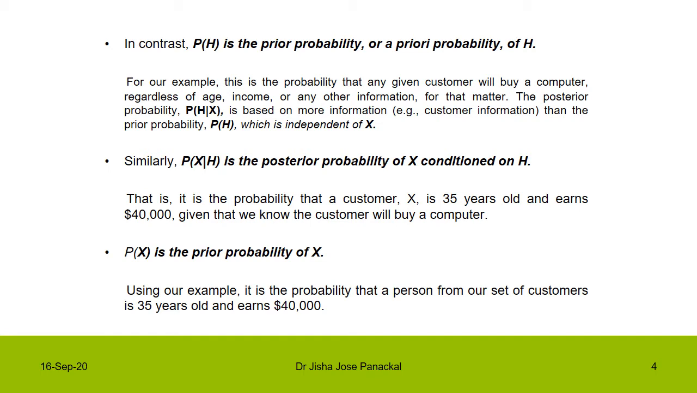This is the reverse process that we have already discussed. We have to calculate the probability of this particular data tuple conditioned on this hypothesis. That is known as the posterior probability of X conditioned on H. Similarly, we have to see the probability of X, that is the prior probability of X. So we have to find the probability of H conditioned on X and the probability of X conditioned on H. These are the terms we have to be familiar with.